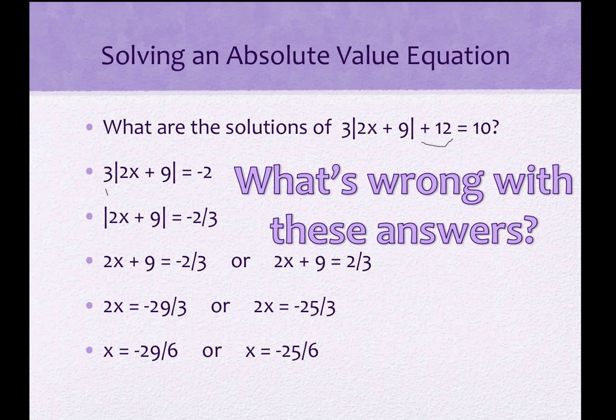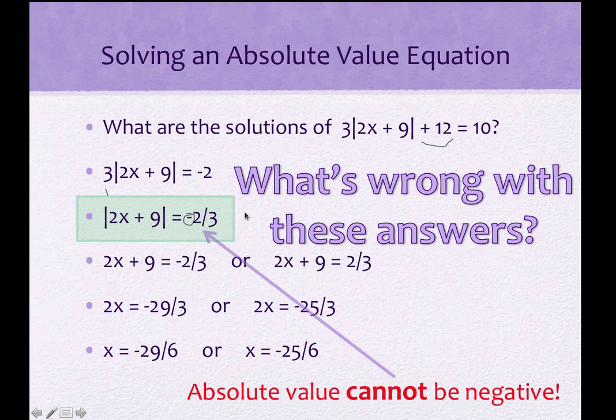But what's wrong? There's a problem with these answers. Look right here. The absolute value of some value cannot be a negative. You can't take a distance and get a negative thing. So right here at this point, you can realize that we have made a mistake and that these answers are incorrect. We cannot have a negative value. So there are no solutions.